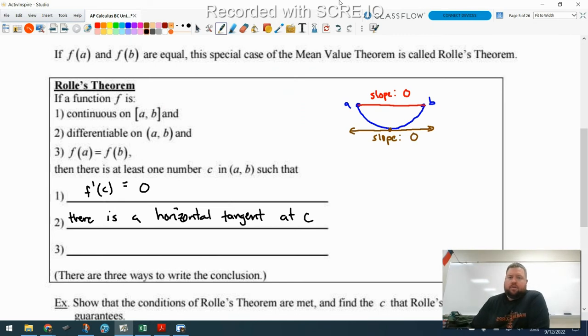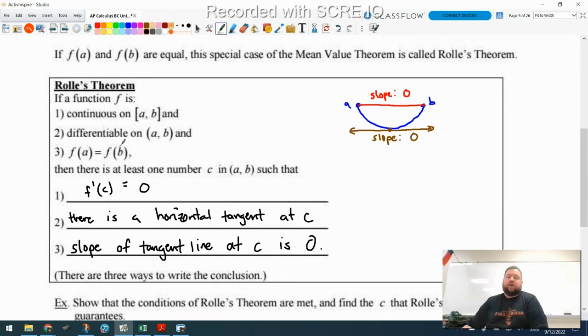All right, so there is a horizontal tangent line at x equals c, and then there's not really three ways on this one, but just so we can fill in the blank here, slope of tangent line at c is 0. All right, so again, Rolle's theorem is a special case of the mean value theorem. If f of a and f of b are the same value, then f of a minus f of b would be 0. You get a 0 on top of that average rate of change.